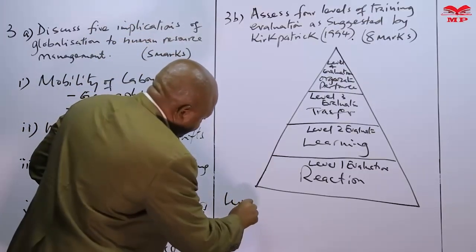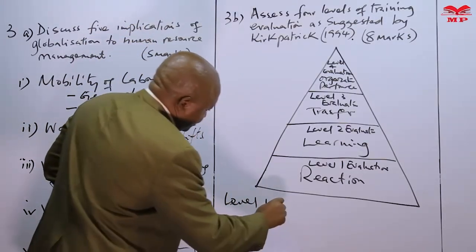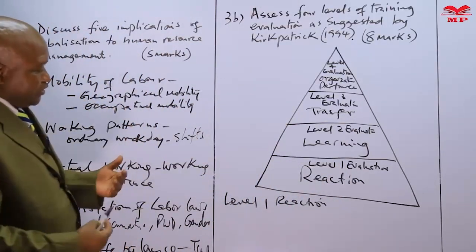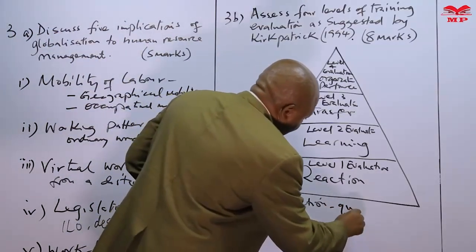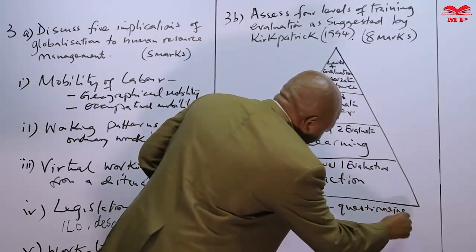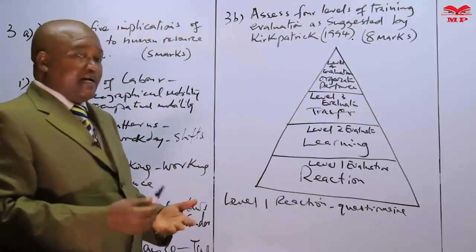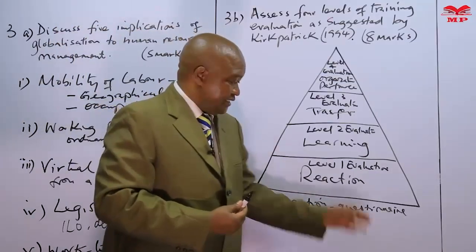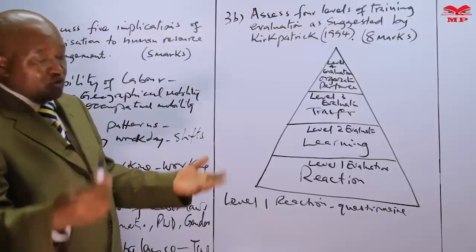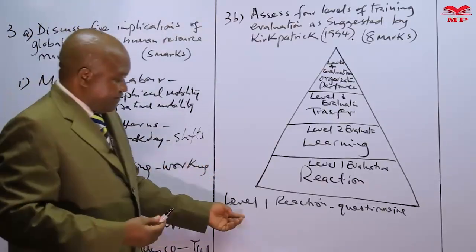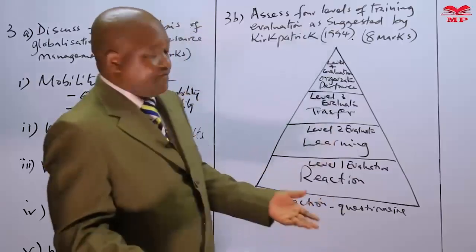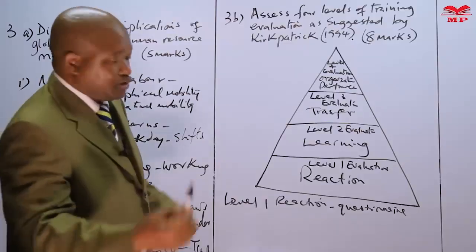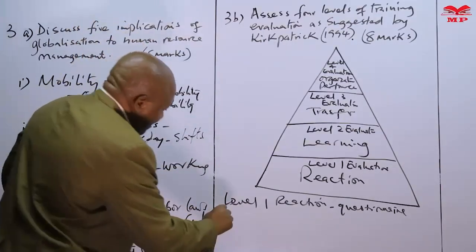For level 1 evaluation, which is reaction, according to Kirkpatrick, employees could be given a questionnaire to fill in immediately after training, and the questions they could be asked would be, for instance, to what level did the training meet their requirements, and to what extent did they enjoy the learning. It is basically a very general response which workers can give immediately after the training, and it tests how relevant the training was to the needs of these particular employees.